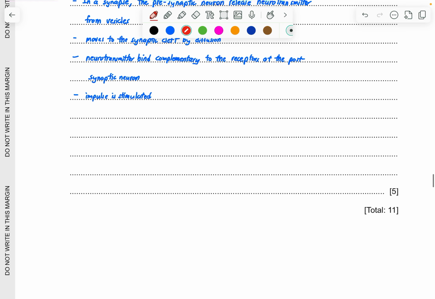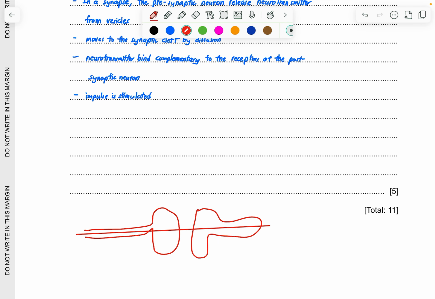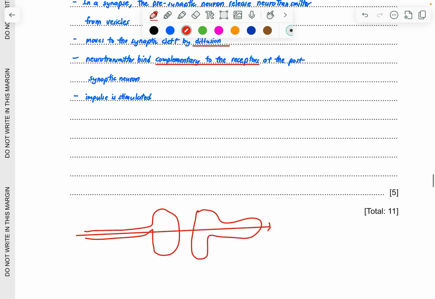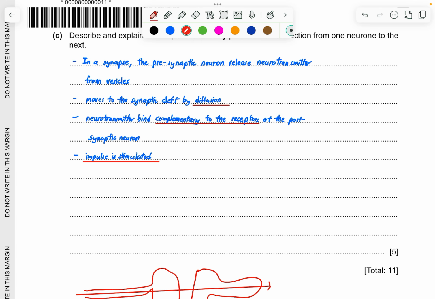And C, describe and explain how impulses are only passed in one direction from one neuron to the next. So they just tell you that there is a neuron, and then there's another neuron. How is this neuron passing the impulse in one direction only? This is how you explain. In the synapse, the presynaptic neuron will release neurotransmitters from its vesicles. They will move across the synaptic cleft by diffusion. Neurotransmitters at the synaptic cleft will bind complementary to the receptors at the postsynaptic neuron, and then the impulse is stimulated. That's it. 5 marks. Very simple. Just mention this kind of stuff. You are safe.